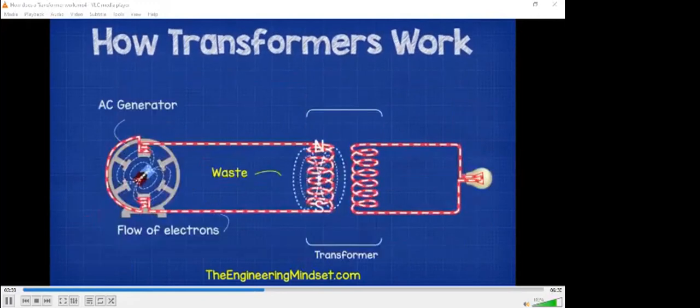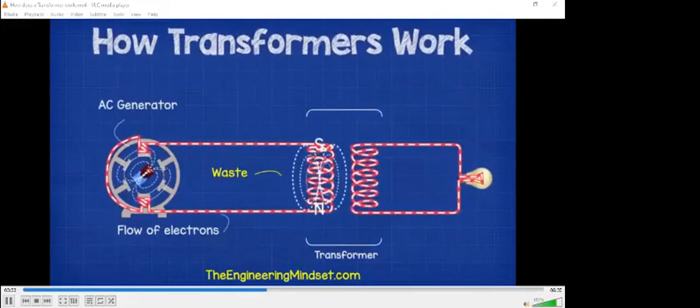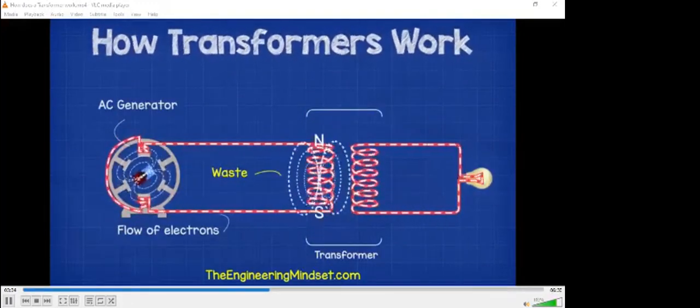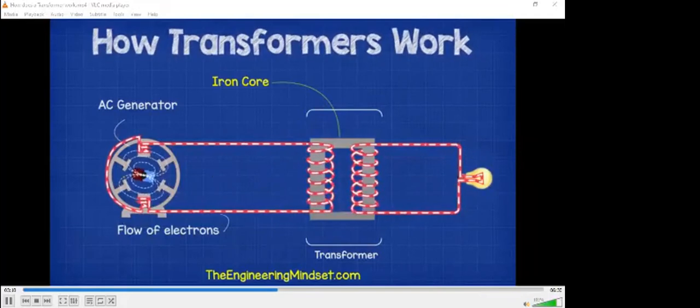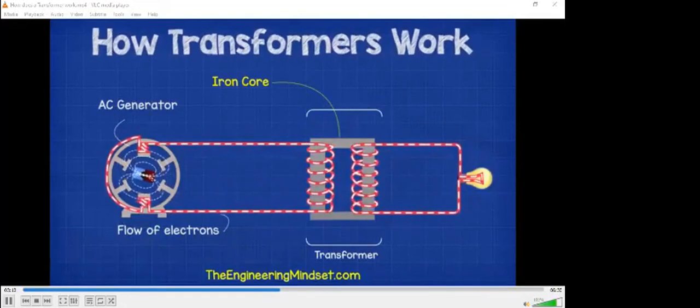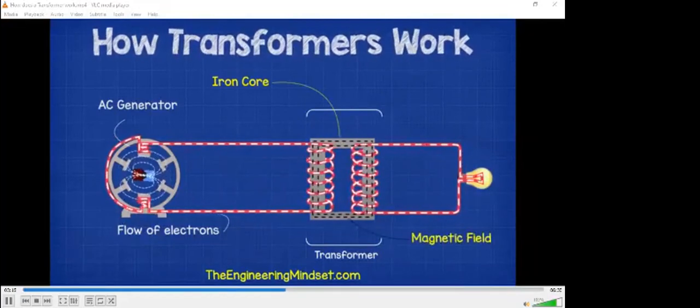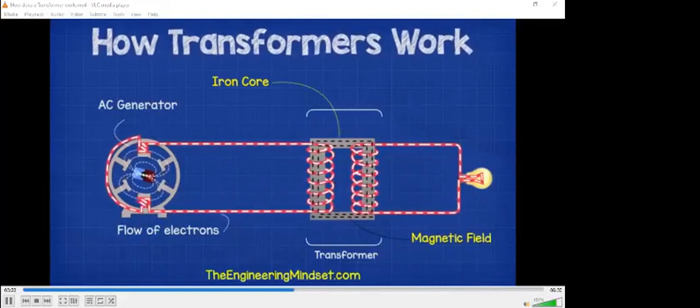Now, the problem with this setup is that a lot of the magnetic field from the primary side is being wasted because it's not in range of the secondary coil. So, to fix this, engineers place a core of ferromagnetic material such as iron in a loop between the primary and secondary coils. Now, this loop guides the magnetic field along a path to the secondary coil so that they will share the magnetic field, and this makes the transformer much more efficient.